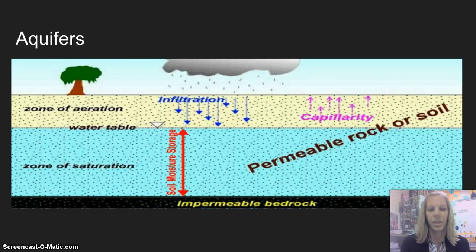All right, good morning, class. Today we're going to wrap up our unit that we've been working on with the last topic of aquifers. I know last week you did some reading about aquifers, and we did discuss them a little bit when we were doing the labs for porosity and permeability.